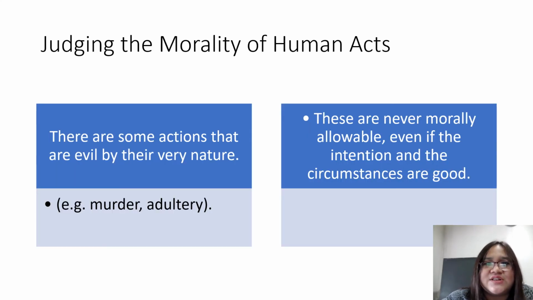There are actions that are evil by nature. Just remember the commandments, the rules, and regulations. Thou shalt not kill, thou shalt not commit adultery. It is not allowable. It will never be allowable. For example, murdering someone because he is a rapist, because he is a killer. Remember, it is not for us to judge.